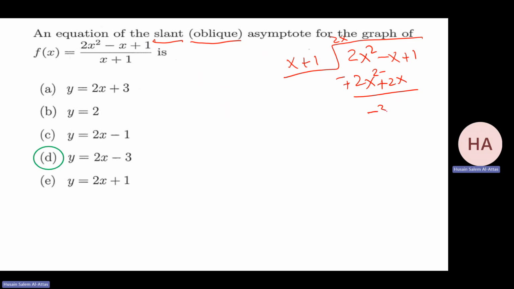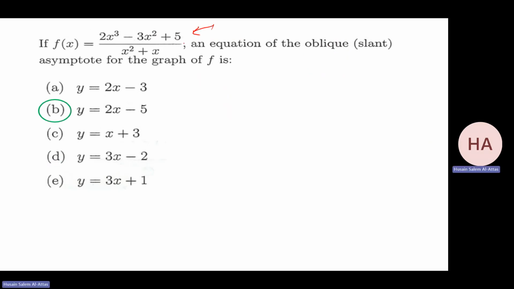So this is cancelled. So I have minus 3x. Divide, you have minus 3. Multiply, I have minus 3x plus 1. Minus 3x minus 3. Plus, cancelled. The degree is less, so I have the slant asymptote y equals x minus 3, which is this one.